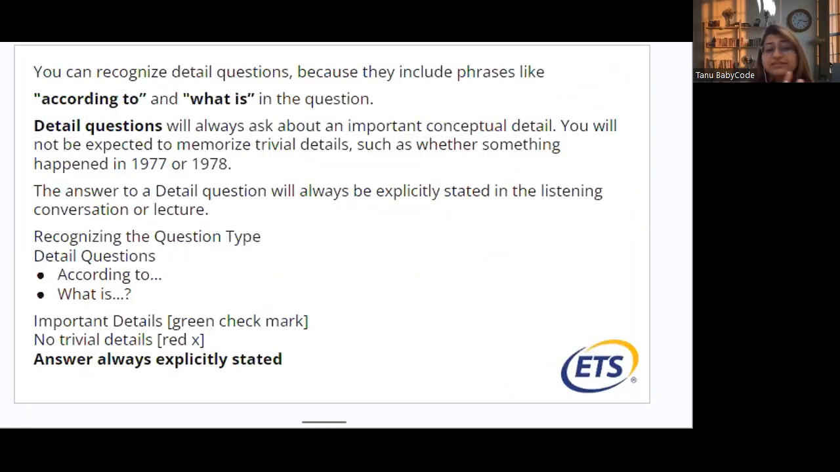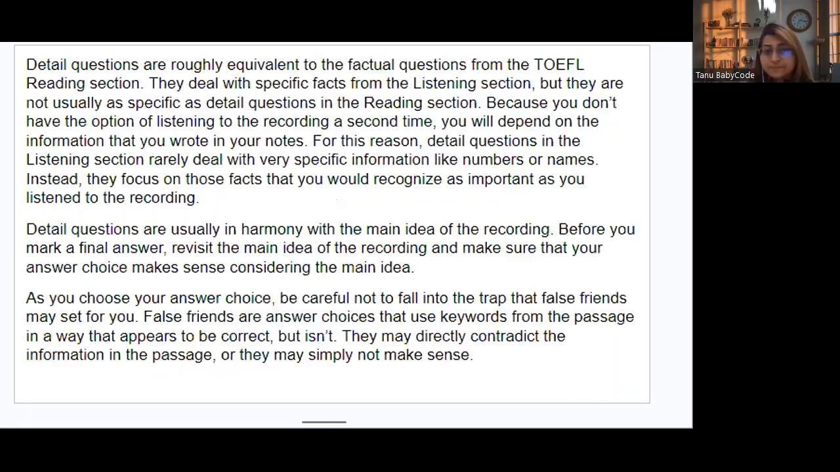Now you can recognize detailed questions because they have phrases like "according to" or "what is" in the question. So you have to remember these phrases. They will ask you about an important conceptual detail also. You won't be expected to memorize trivia, like something which happened in 1977 or 78, right? The answer to a detailed question will always be explicitly stated in your listening conversation or lecture. So always look for phrases like "according to" or "what is".